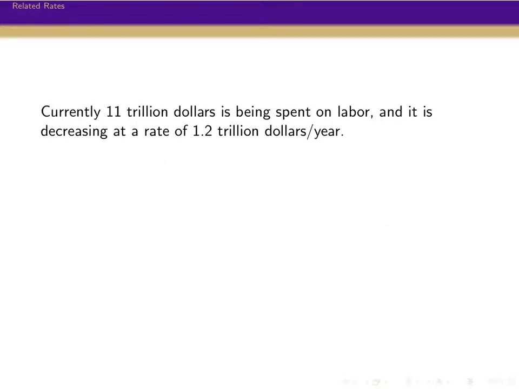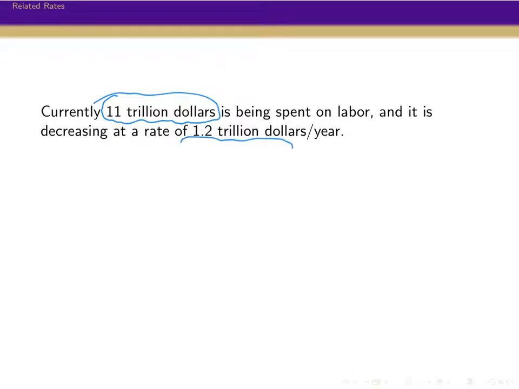And so for labor, let's say we said before that $11 trillion is being spent on labor, but let's say that spending is going to decrease at a rate of $1.2 trillion per year. Okay. So this is sort of the value. The $11 trillion is the value of labor right now. And then there's a change. The rate of change in the amount spent on labor, it's decreasing at $1.2 trillion.